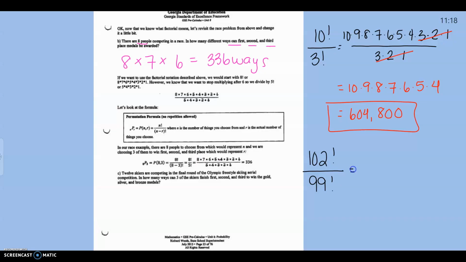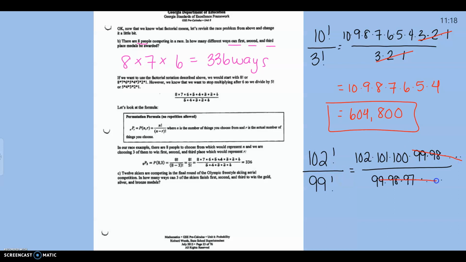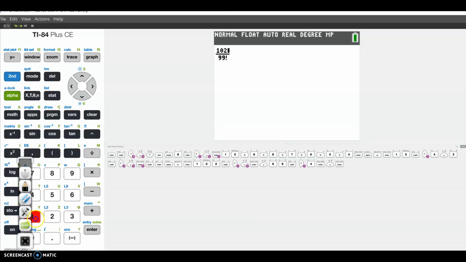So what you're going to have to know is 102 factorial is 102 times 101 times 100 times 99 times 98 all the way down. Well, on the bottom, 99 factorial is 99 times 98 times 97 times all the way down. And what do you notice? Everything 99 and below should cancel. So our answer should be 102 times 101 times 100.